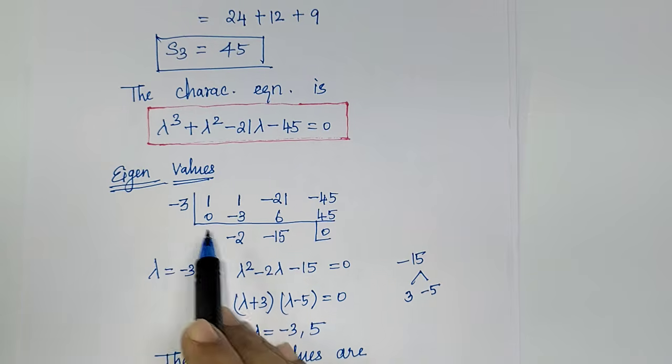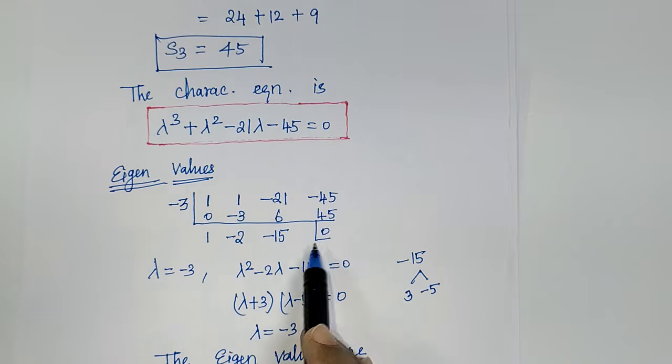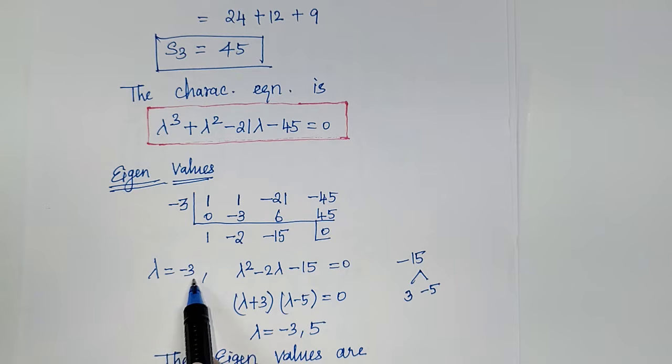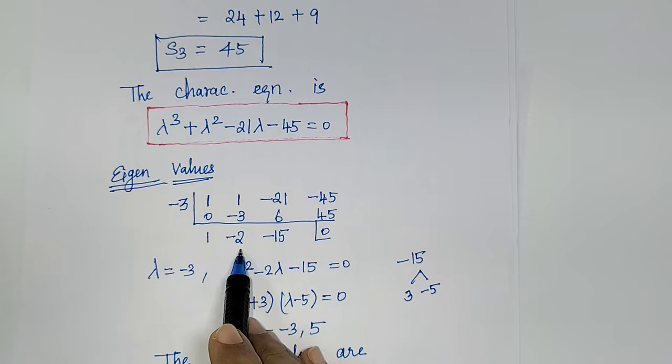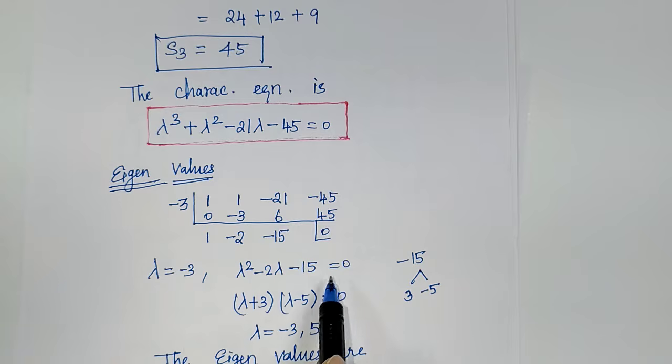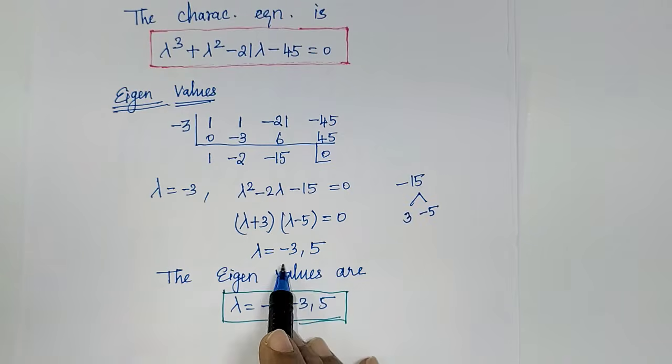I will take minus 3, it gives 0. So one root is lambda equal to minus 3. This 1, minus 2, minus 15 I am writing as a quadratic form: lambda square minus 2 lambda minus 15 equal to 0. Here I converted this into linear factors: lambda plus 3, lambda minus 5 equal to 0. So I will get lambda equal to minus 3, 5. Already we know one value minus 3. Now we identified minus 3 and 5. So eigenvalues are lambda equal to minus 3, 5.